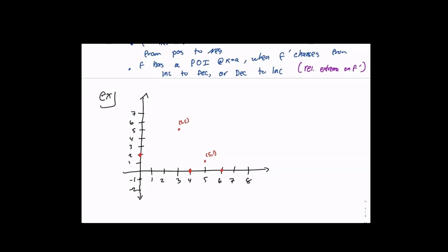(6, 0), (7, -2), (8, -2), and we're just going to combine these like connect the dots. Keep going like this.